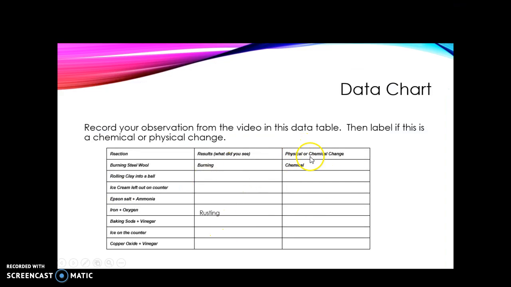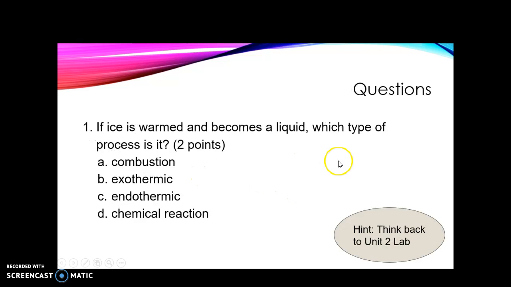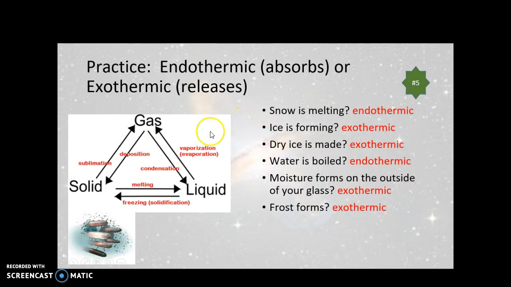So you're going to fill out this chart, then you're going to determine if it's a physical or a chemical change. You could go through, do it step by step as you're watching the video, and then you're going to answer some questions. First question is, if ice is warmed and becomes a liquid, which type of process is that? Remember to think back to that unit 2 and the lab to help you out.